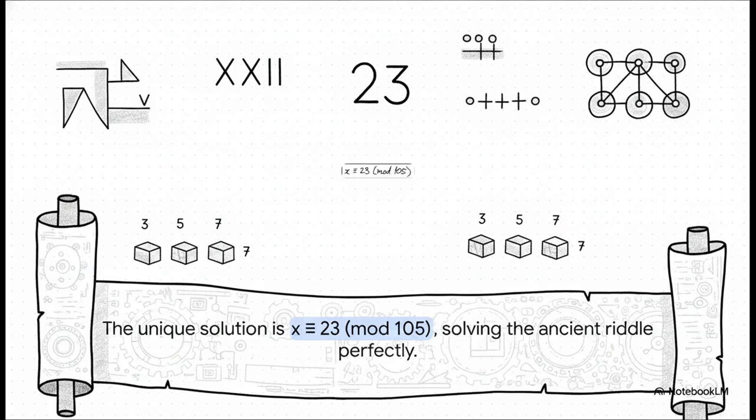Let's just double check it. 23 divided by 3, that's 7 with 2 left over, perfect. 23 divided by 5, that's 4 with 3 left over. Got it. And 23 divided by 7, that's 3 with 2 left over. It works! It's the one and only solution below 105. Just a beautiful, elegant solution.